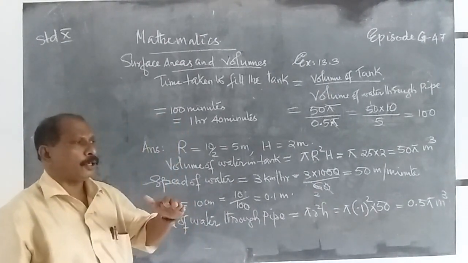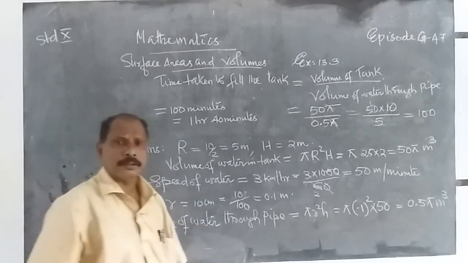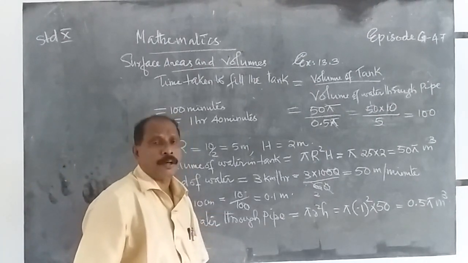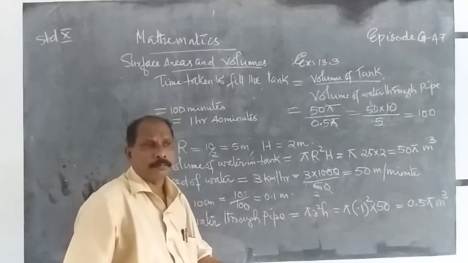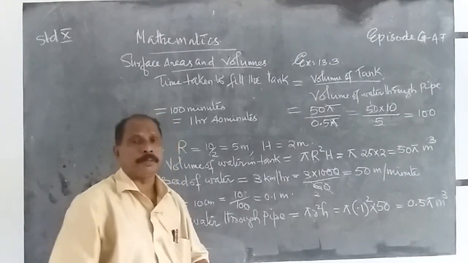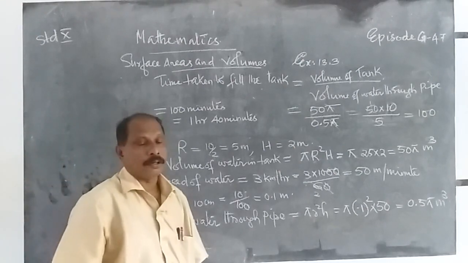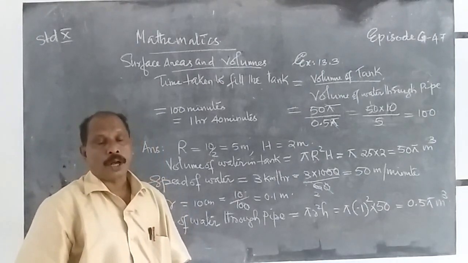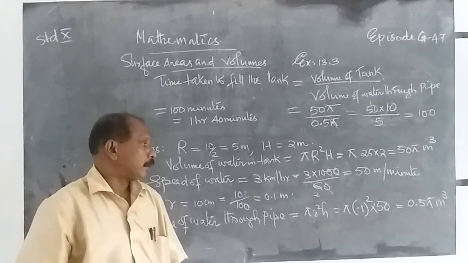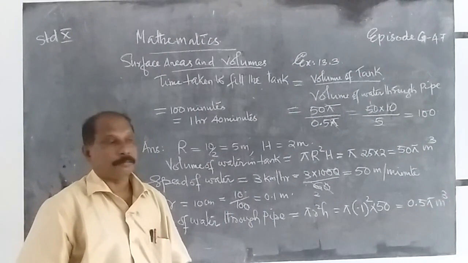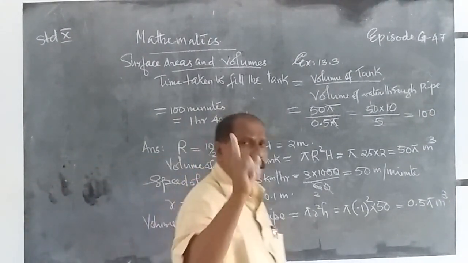Then we know that speed means distance by time. Therefore multiplying by time we get distance. Therefore speed is 3 km per hour. Kilometer we convert to meter by multiplying by 1000 and hour converted to minute by multiplying by 60. Therefore multiplying by 1000 and dividing by 60, that is equal to 3 into 1000 by 60 meter per minute, which is equal to 50 meter per minute. That means it is the length of water through the pipe in 1 minute.